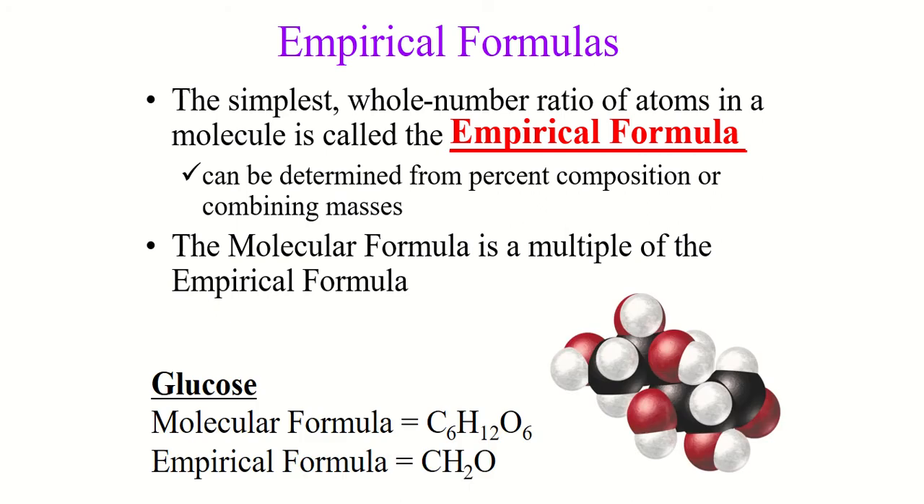In this example, I'm going to share with you C6H12O6. The molecular formula is C6H12O6, and the empirical formula can be reported by the simplest ratio of atoms. If you divide by 6, you find the empirical formula CH2O. 6 in this example is a factor that relates the empirical formula to the molecular formula or vice versa.